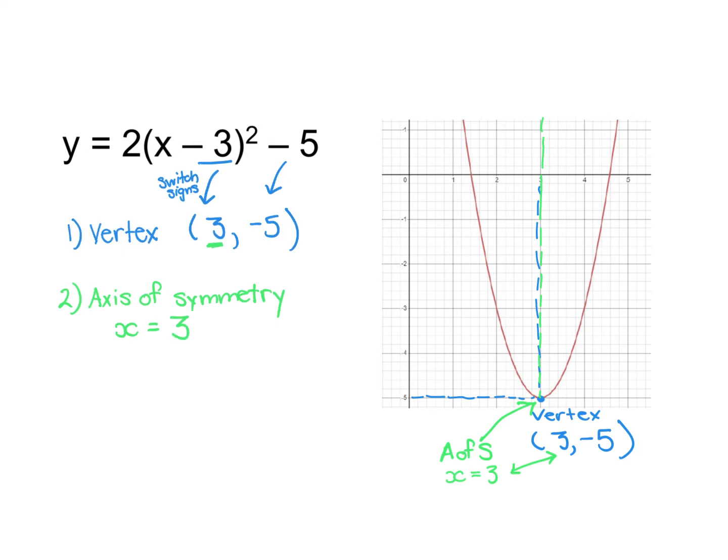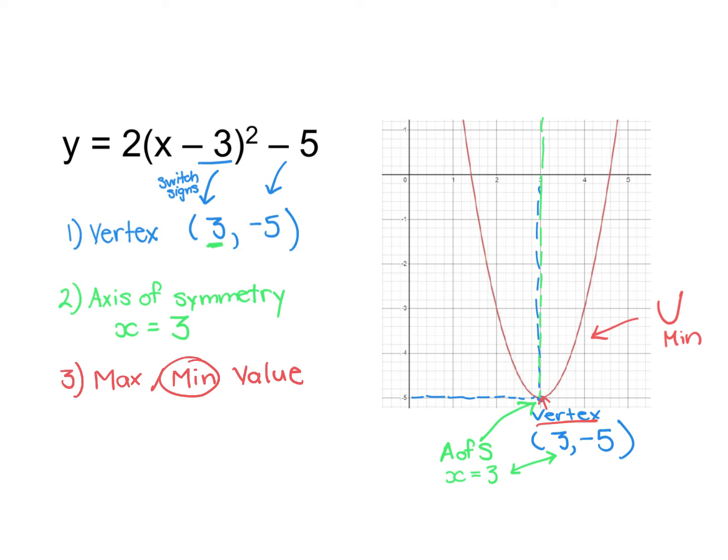Now let's see if we can find the max or the min value just by looking at the equation. Well, first let's look at the graph. Notice our graph, it's right side up, meaning it's a minimum, because the vertex is at the lowest point, meaning the minimum point on the graph. So right off the bat, we know it's a minimum.